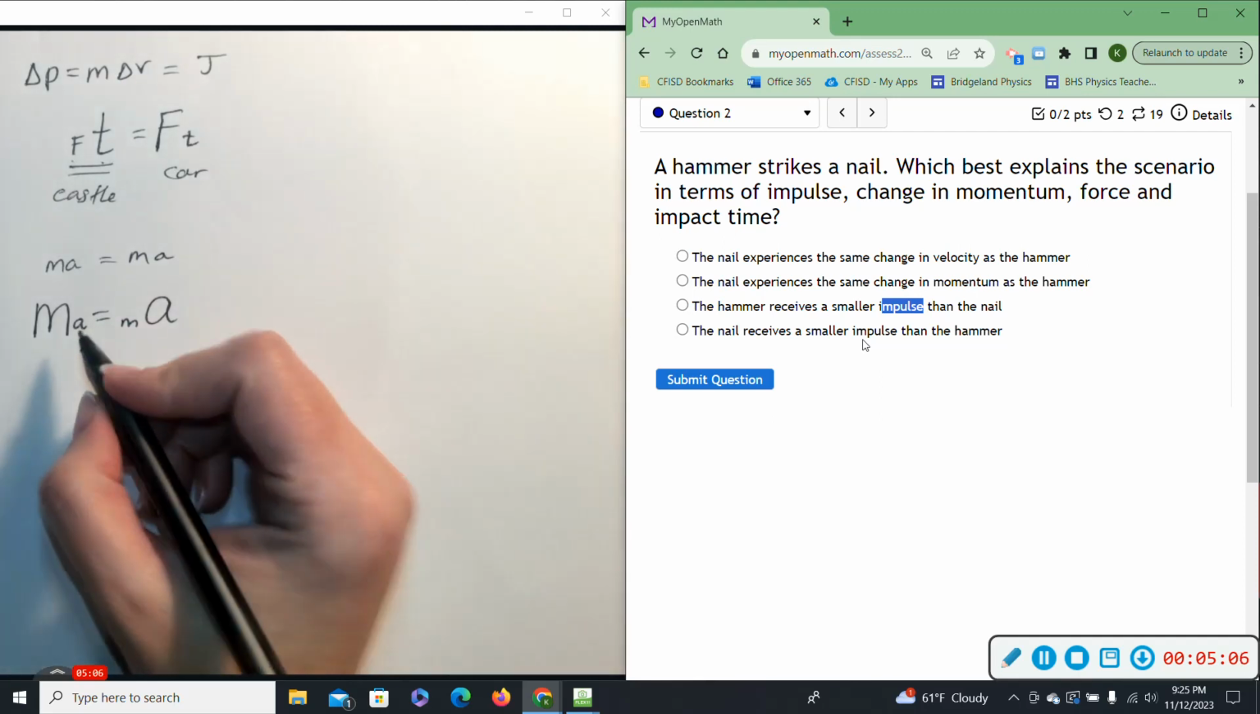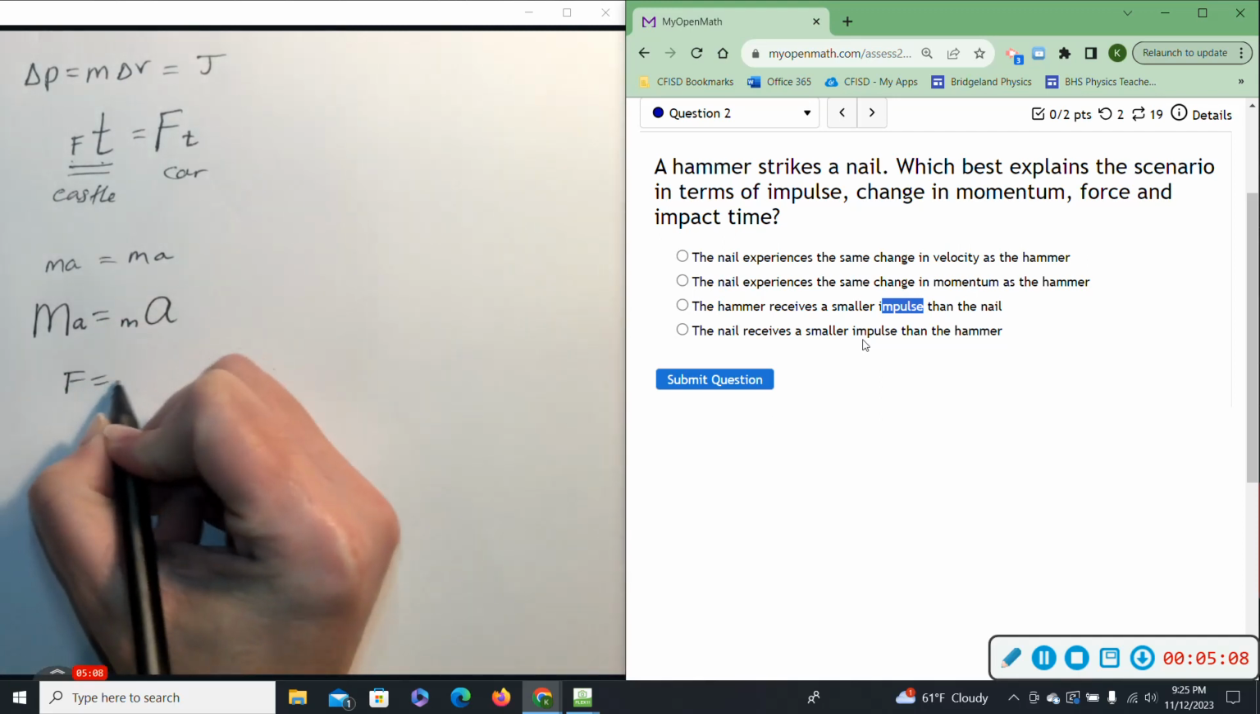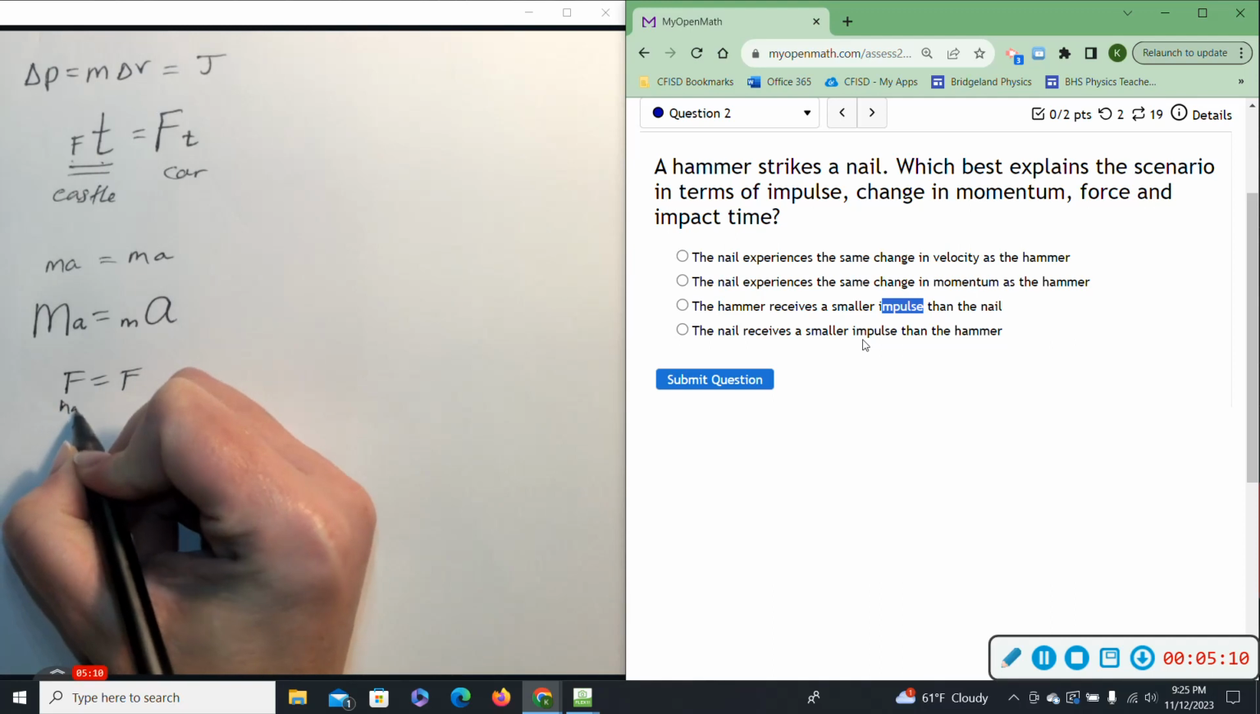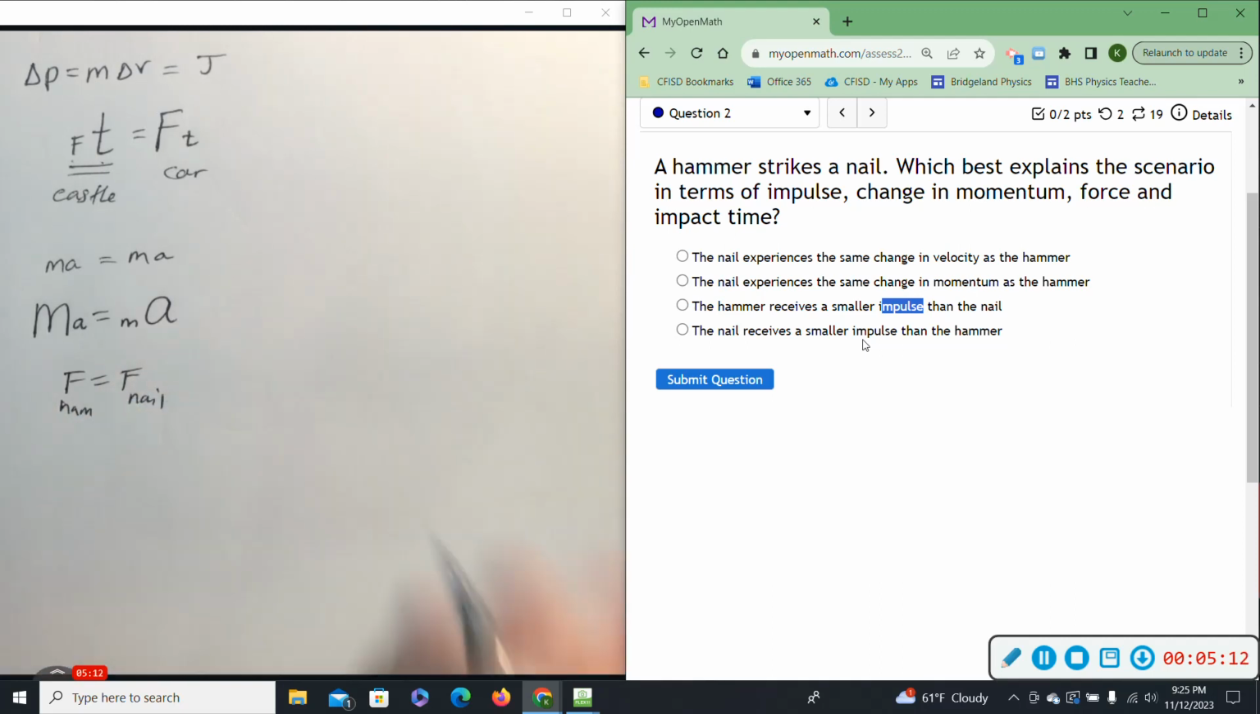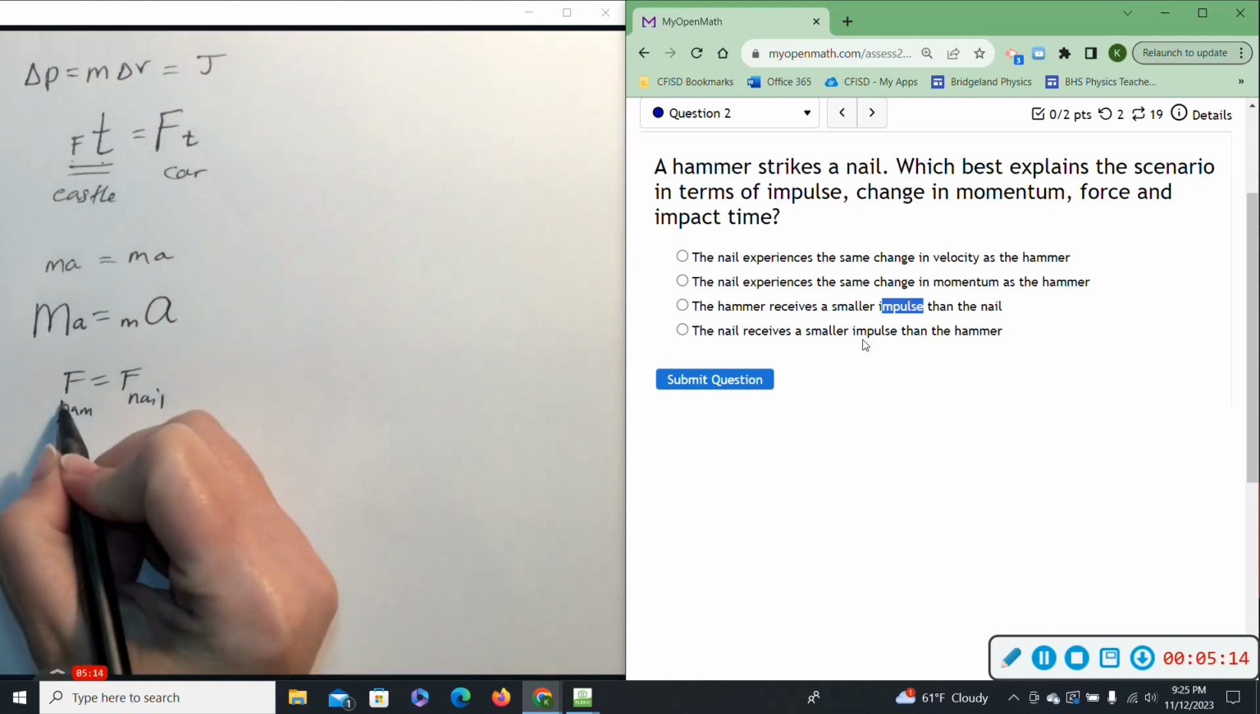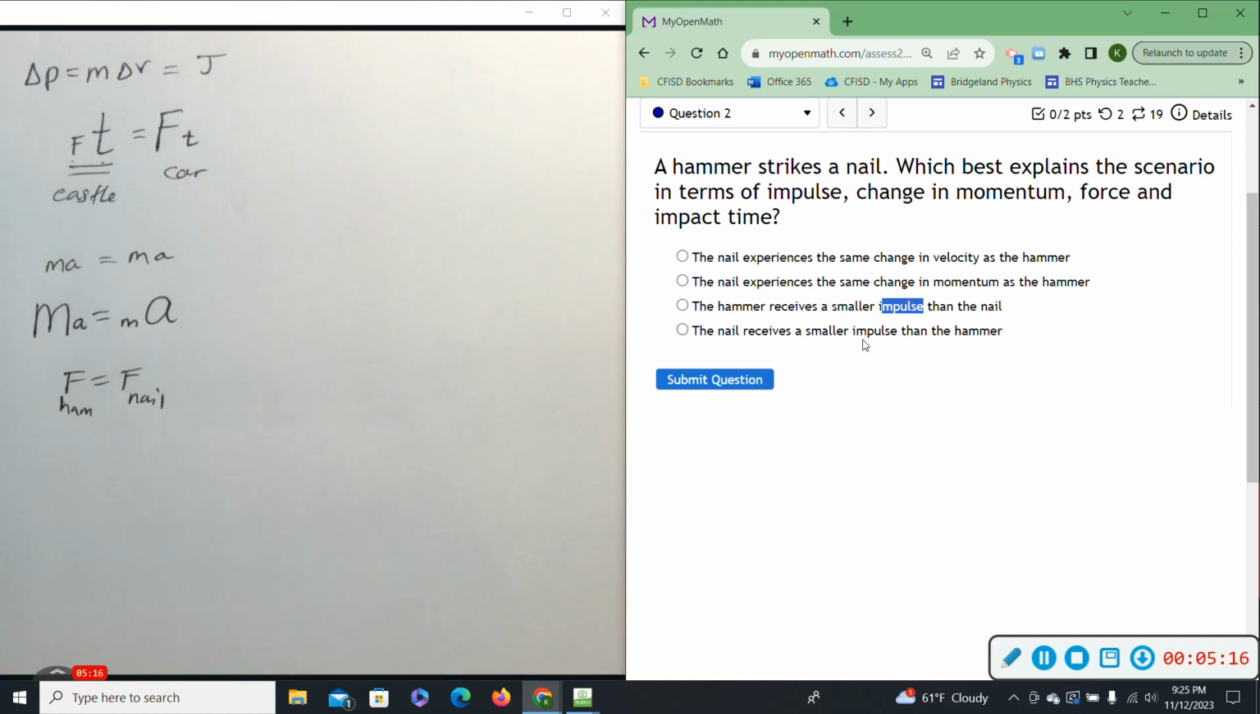And again, as I've already talked about, the forces are equal. The force on the hammer is equal to the force on the nail. And it's impossible for the hammer to contact the nail for a different amount of time than the nail contacts the hammer. If one is touching the other, then they're touching each other. So they have the same force.